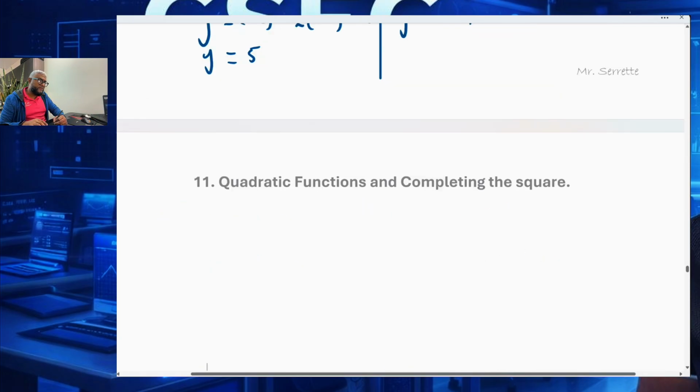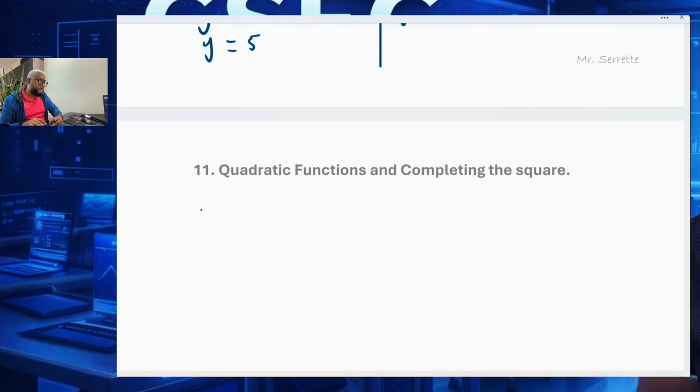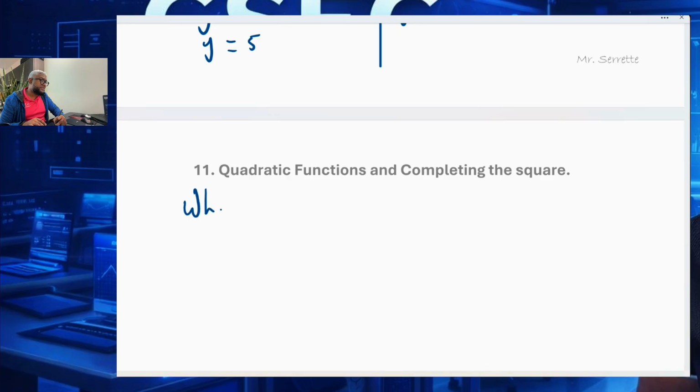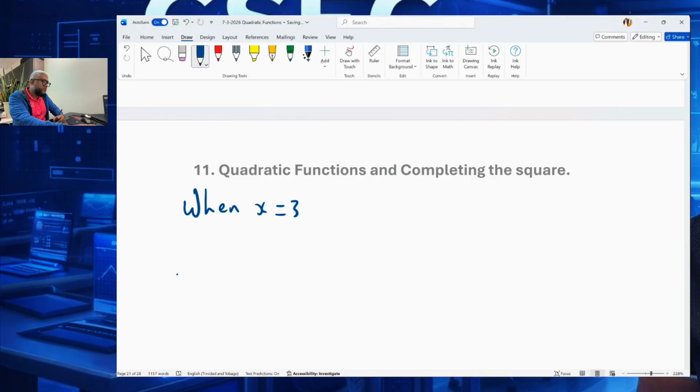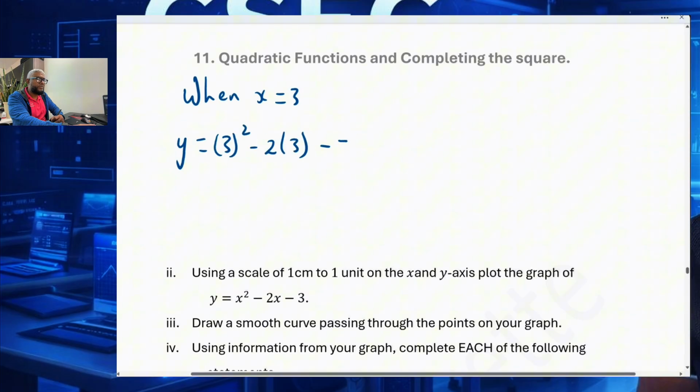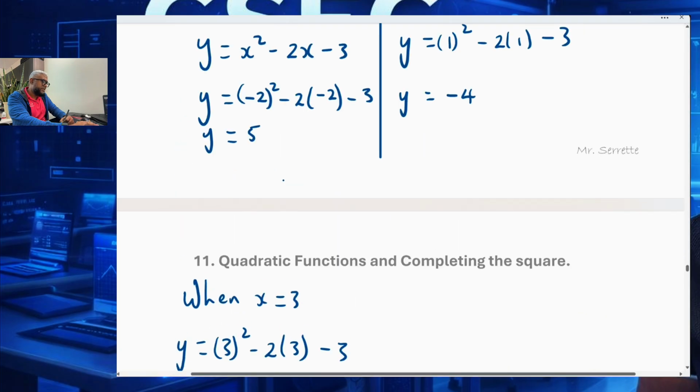Last one here. So the last value of y that I need to find would be when x is equal to 3. It's 3 or -3? It's 3, right? So y will be equal to 3 squared minus 2 by 3 minus what was the last number? 3. Yeah. So y will be equal to what? 0. Proper. So that 0 comes here.